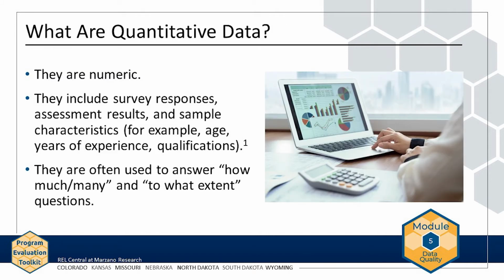Let's first look at quantitative data, which refer to numerically measurable information. Quantitative data includes survey responses, assessment results, and sample characteristics such as age, years of experience, and qualifications. In the AMMP example, quantitative data might be math test scores, tutor qualifications, student participation in the program, or responses to categorical survey questions. These data lend themselves to statistical analysis and are often used to address evaluation questions beginning with how much, how many, and to what extent.